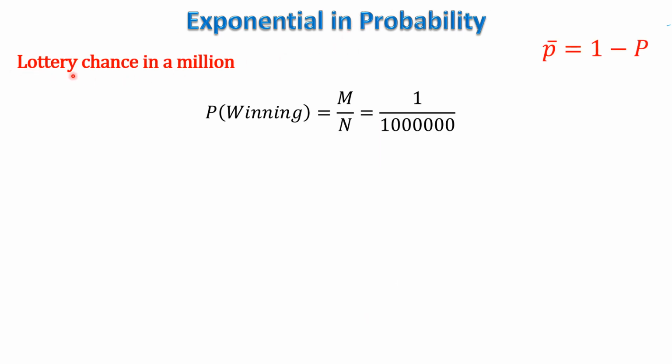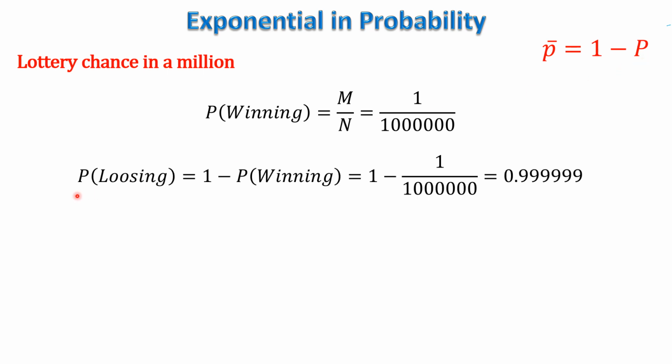We are talking about winning a lottery in 1 million tickets. So the probability of winning is the preferred event upon the total number of events, m upon n. So one event is a preferred event out of 1 million events. I want to mention here that the probability of non-occurrence is equal to 1 minus the probability of occurrence. So we are using this formula.